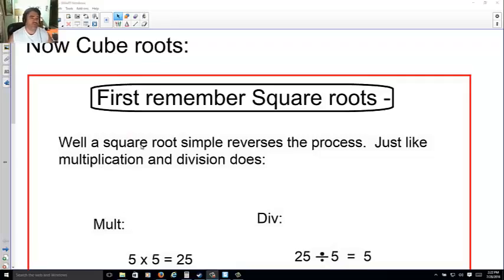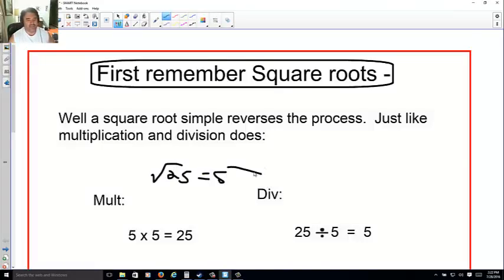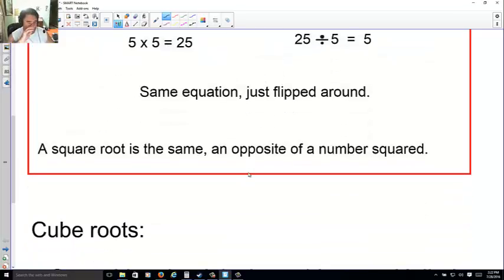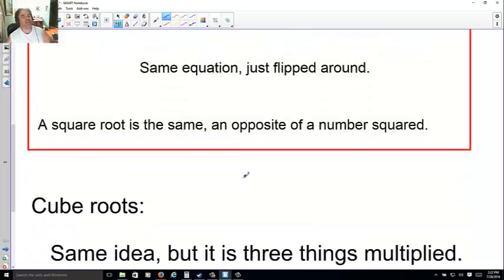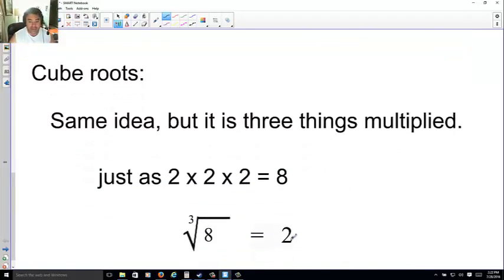Now, cube roots. We did square roots before, and if you remember, square roots was simply what times what makes a number. In other words, as 5 times 5 makes 25, the root of 25 would equal 5. Well, in that same way, a cube root means what times what times what. What three numbers multiplied will make that. So just as 2 times 2 times 2 was 8, the cube root of 8 would make 2.